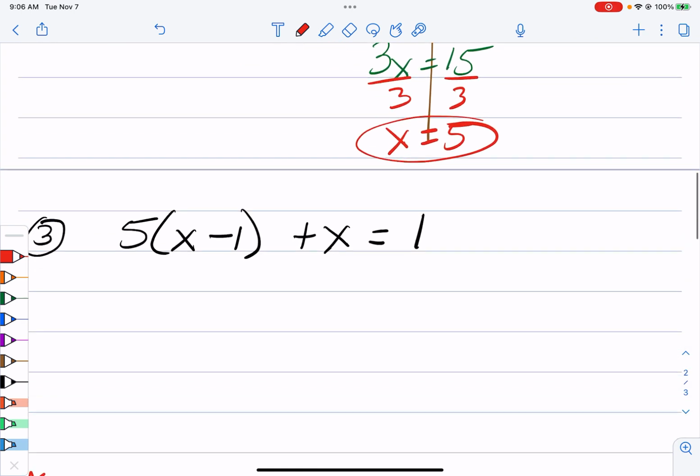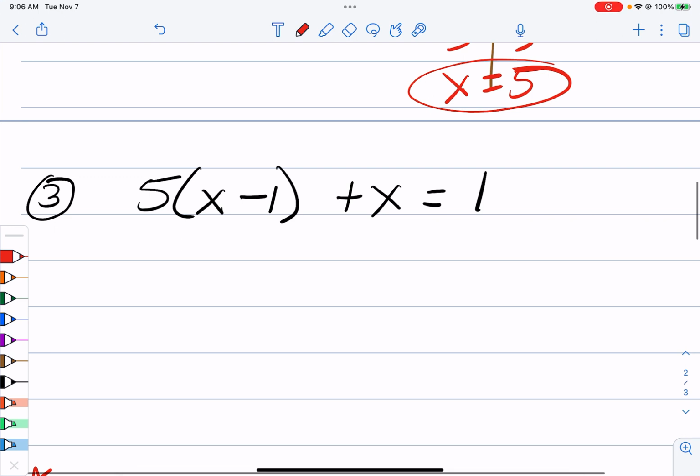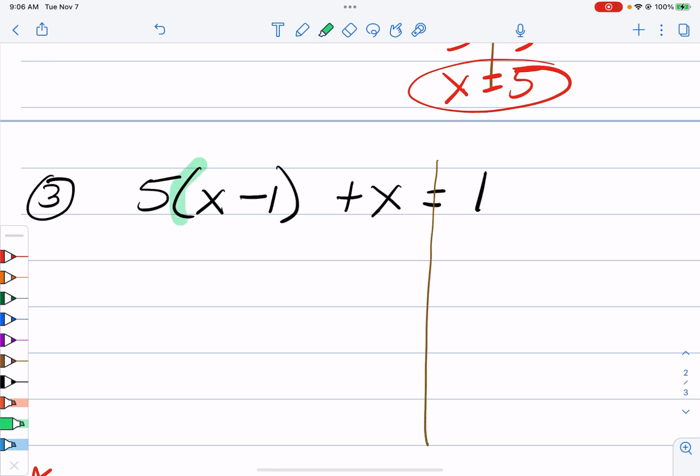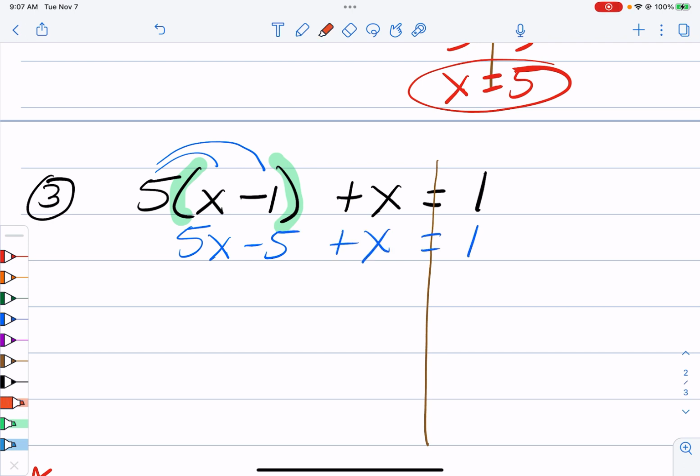Okay, on our next one, we're going to do some distributing and collecting of like terms. So we might have to combine those skills. If you see a problem that has distributing, which means you see parentheses, that's the first thing you need to deal with. So I'm going to multiply everything in the parentheses by 5. I'm going to get a 5x minus 5 plus x equals 1. Notice I did not multiply this x by the 5 because it's not in the parentheses, so it's not part of my distributing. My terms are a 5x, a minus 5, and a plus x.